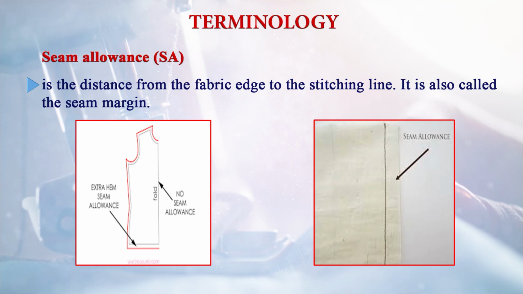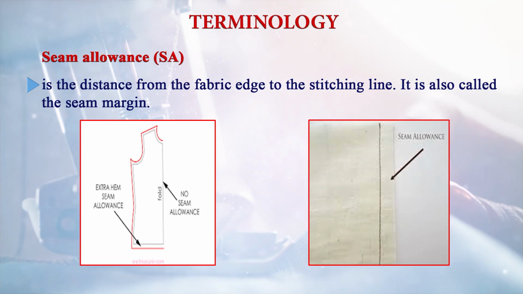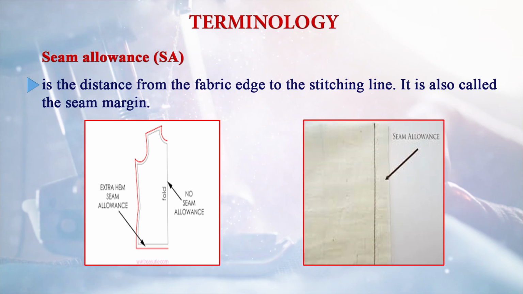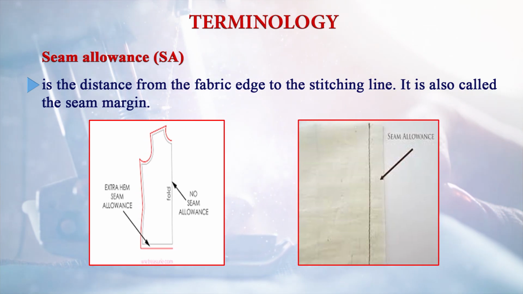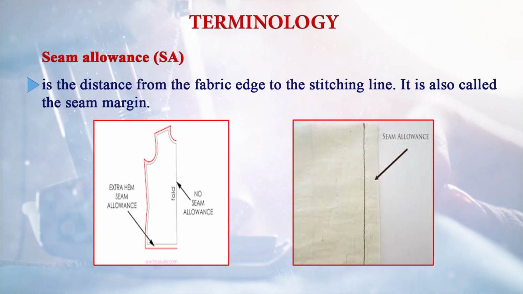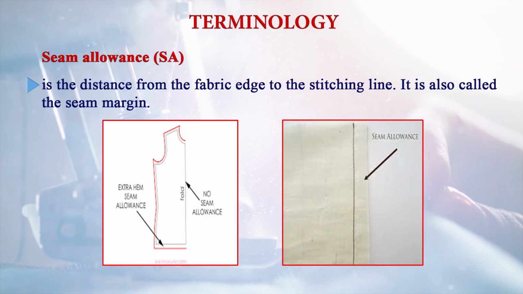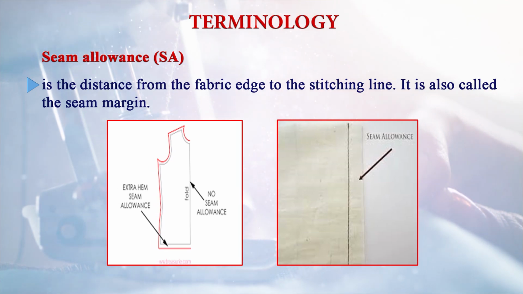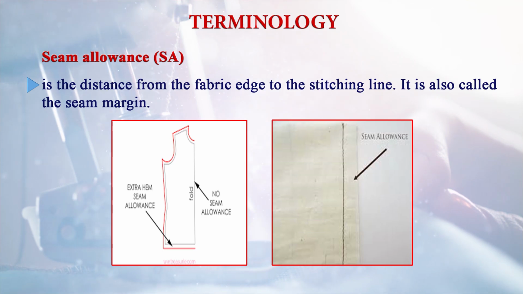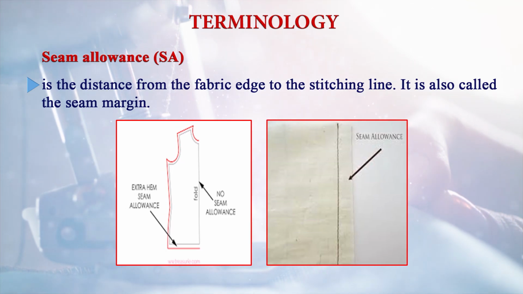Like on the left side you can see it is written no seam allowance, but in the armhole side it is written as the seam allowance. So it is the allowance or the margin which is given between the edge of the fabric to the stitching line. So it is the distance from the fabric edge to the stitching line, and it is also called the seam margin. Seam margin and allowance both are the same thing, but we generally use the term seam allowance, which is the extra margin or extra fabric which is given on the pattern.